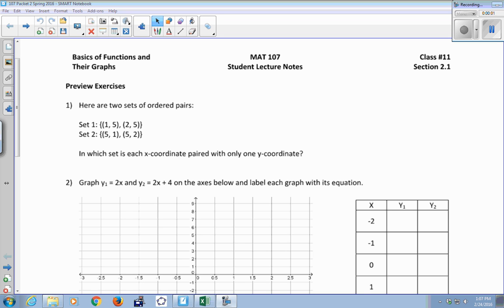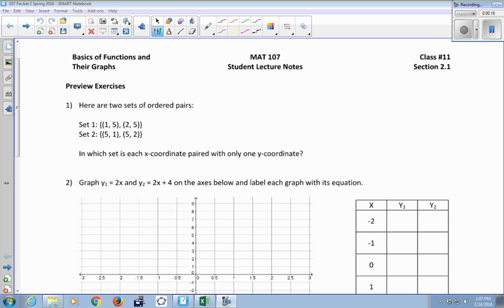To do these preview exercises together, because this is a preview not just of today's lesson, but of several upcoming lessons, of some important concepts. So I think it'll be helpful to have reviewed this in our upcoming classes.